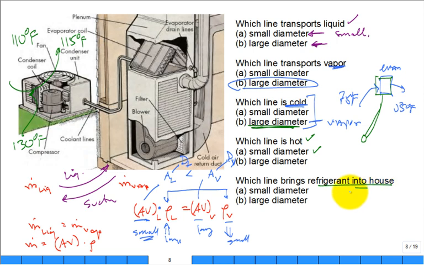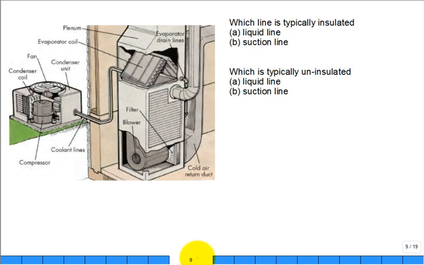All right, which line brings refrigerant into the house? Again, we're playing the game. You get to answer one question correctly, and then you're done for the morning. A, the small diameter line brings the liquid refrigerant into the house. Which line typically is insulated? There's a need to insulate one of them, and it's a very good reason to insulate the one.